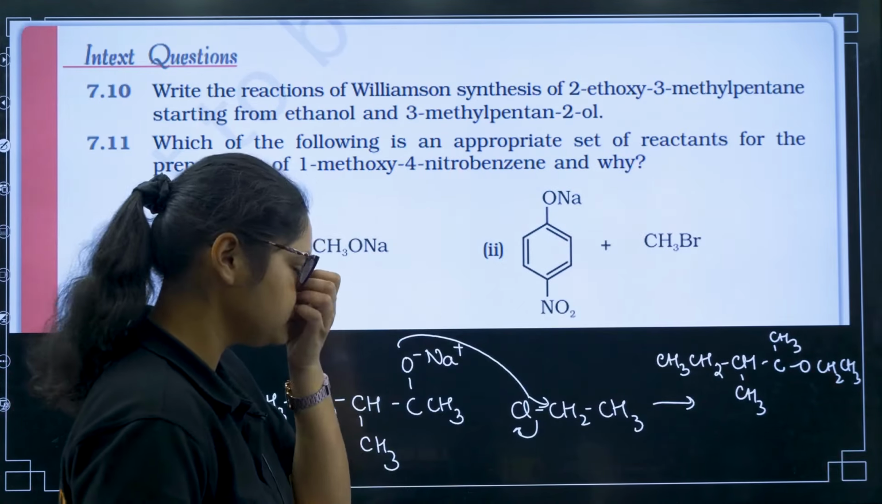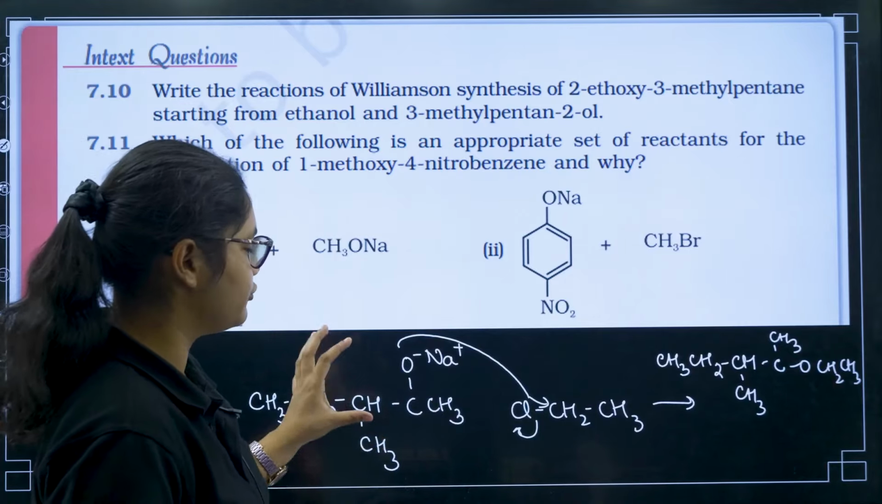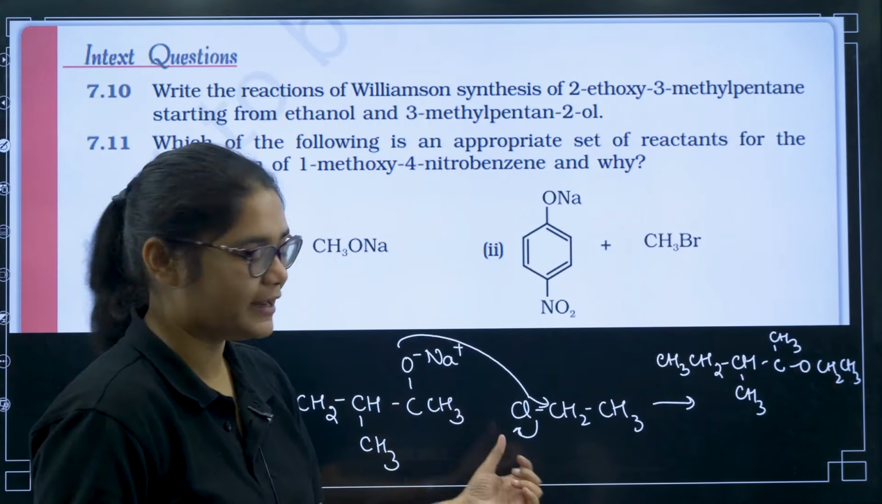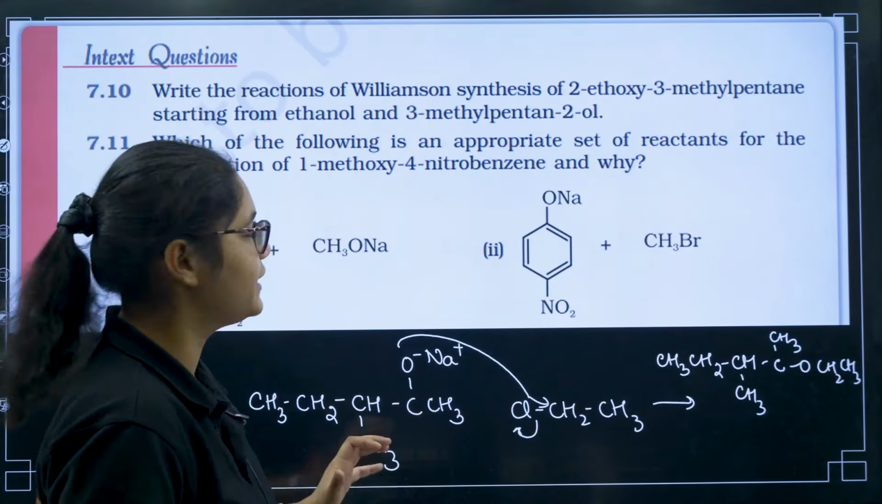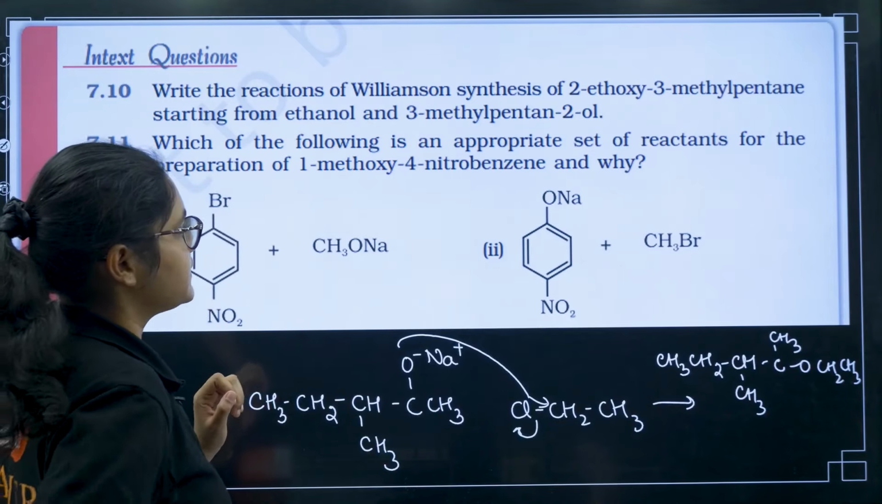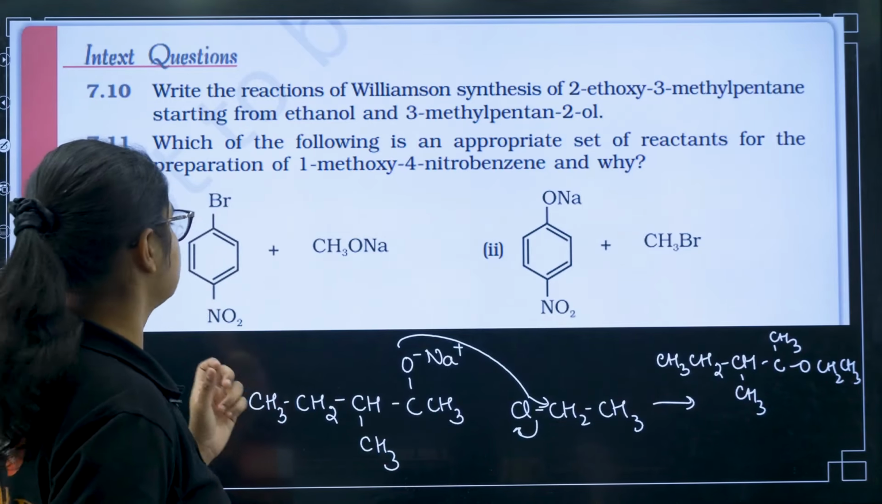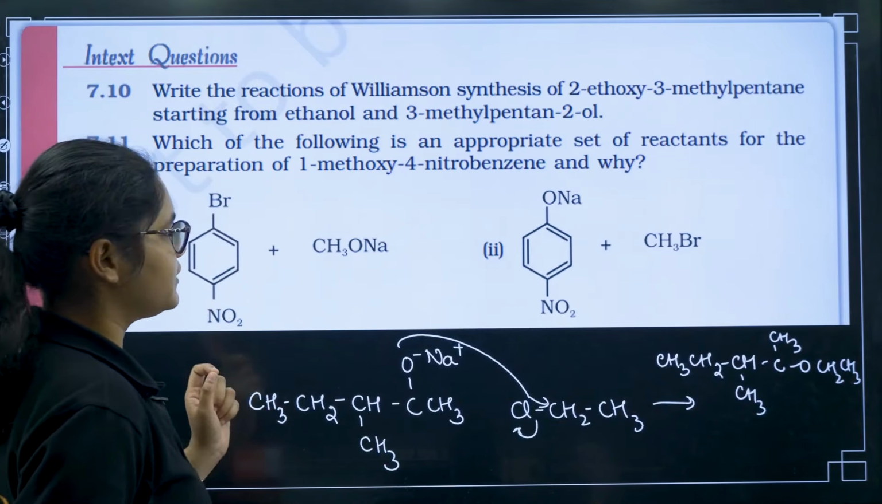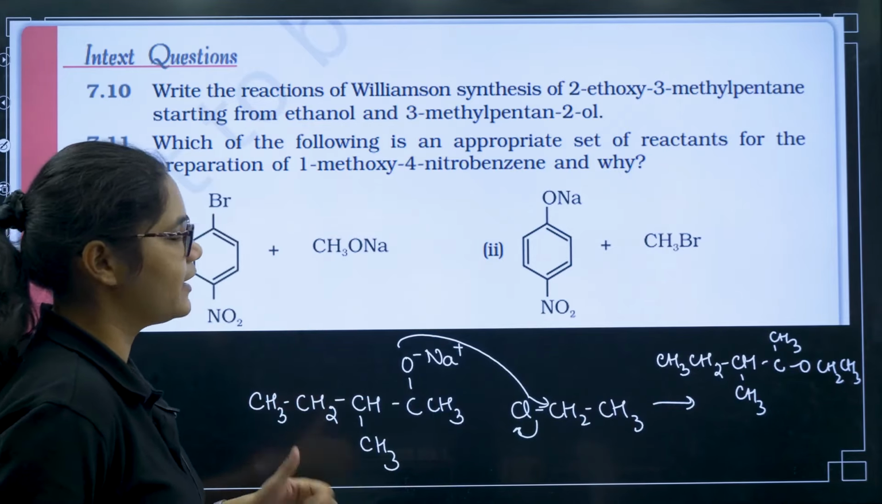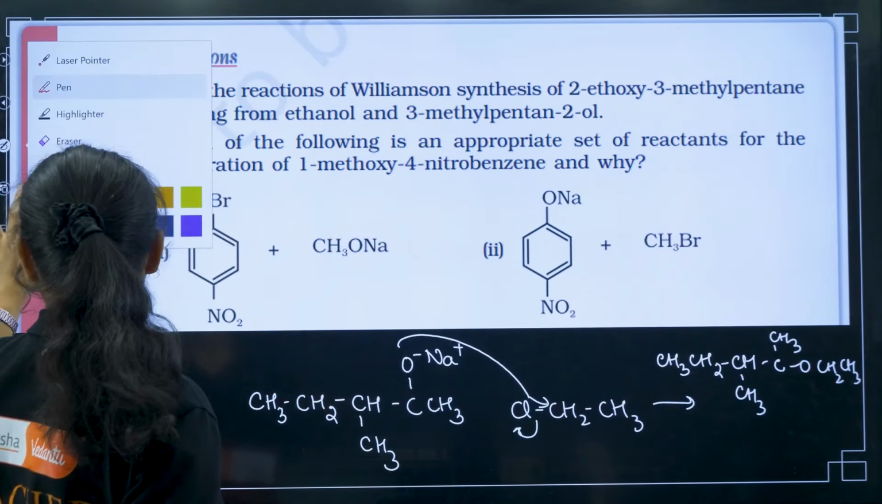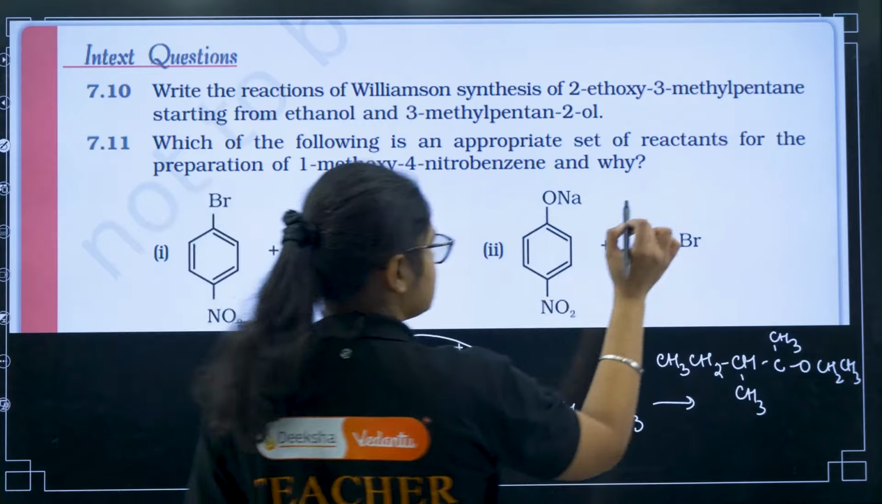Clear? We'll get this one, the product. You should be careful what should be your alkyl halide and what should be your alkoxide ions. Next, which of the following is an appropriate set of reactants for the preparation of 1-methoxy-4-nitrobenzene, and why? So if I want 1-methoxy-4-nitrobenzene, what is the structure here?